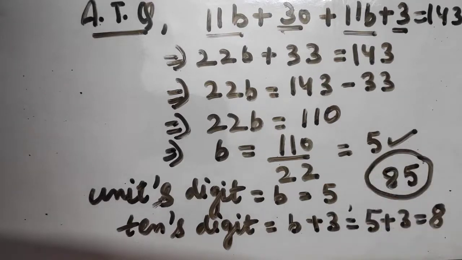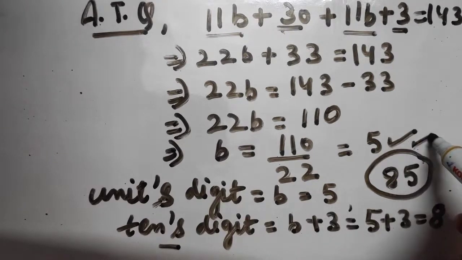How have I got the number? I have multiplied the digit at tens place by 10, so that will be 80. Plus the digit at units place will be multiplied by 1, so that will be 1 into 5. That will be 5. So it will be 85. So this is my original number.